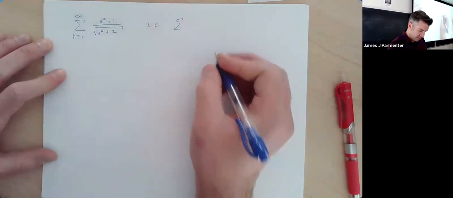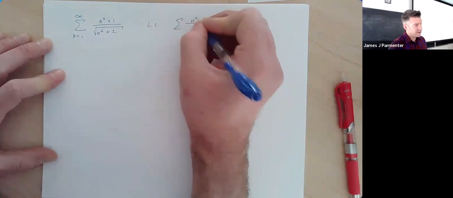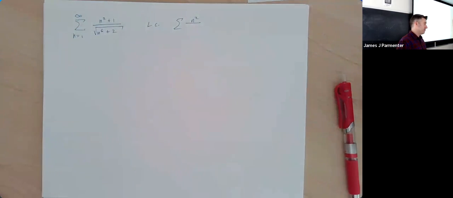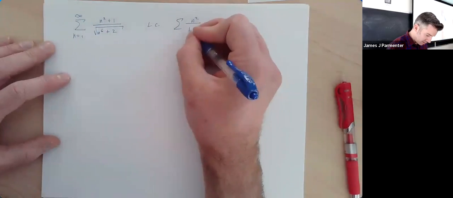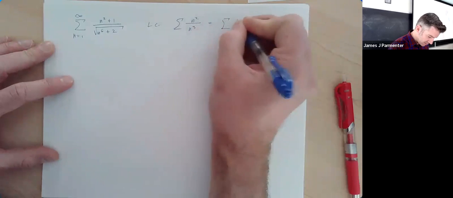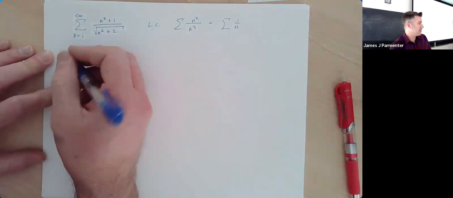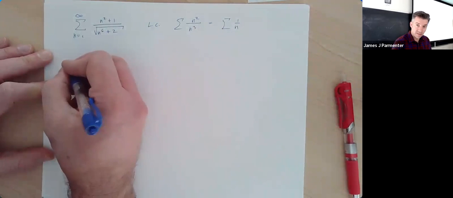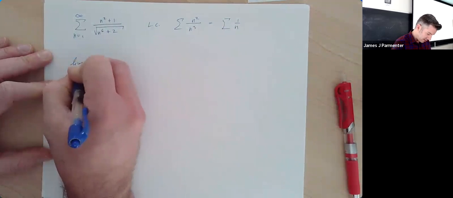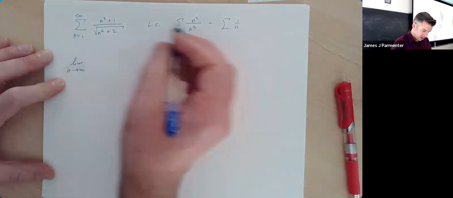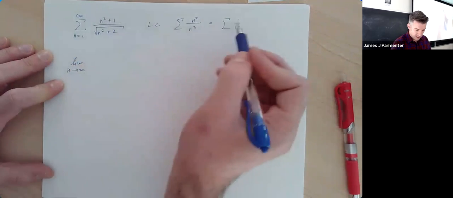well, what should I have on top? n squared. And what do I essentially have on the bottom? Right. So I'm limit comparing with something that's divergent. And then the work's going to be the usual work for limit comparison. It's going to be the limit as n goes to infinity of the unknown over the known.